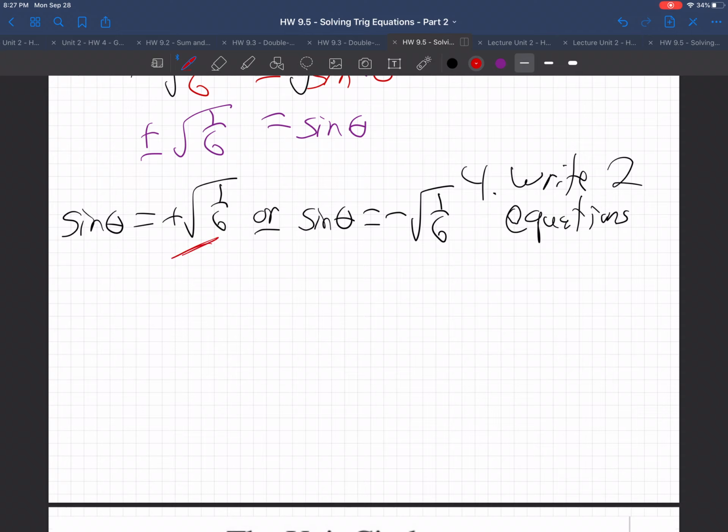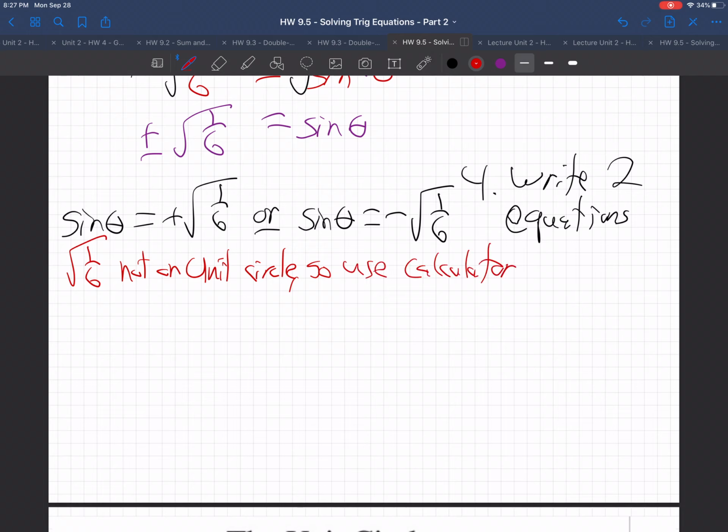Well, this is not on the unit circle, right? So square root of 1/6 is not on the unit circle. You could go look at the unit circle. It just has other numbers, not square root of 1/6. So use the calculator. We've got to use the calculator, and we've got to use inverse sine. So how are we going to do it with inverse sine? How's that going to happen?